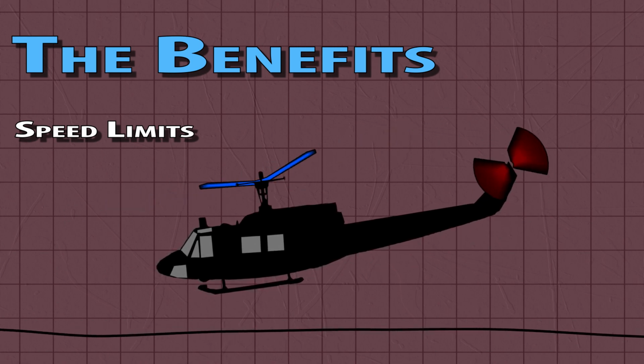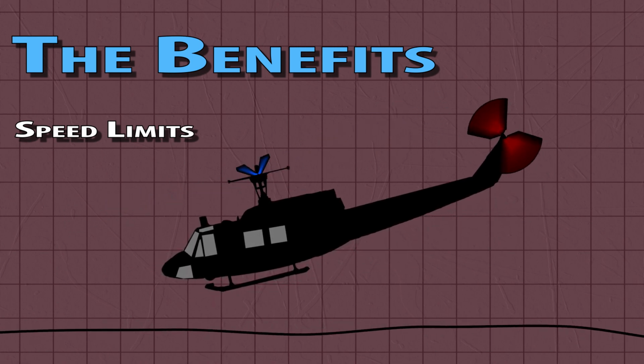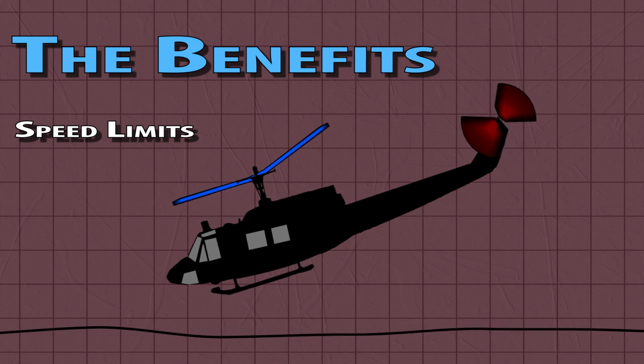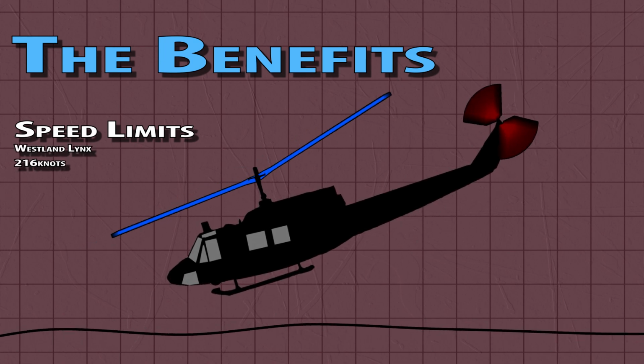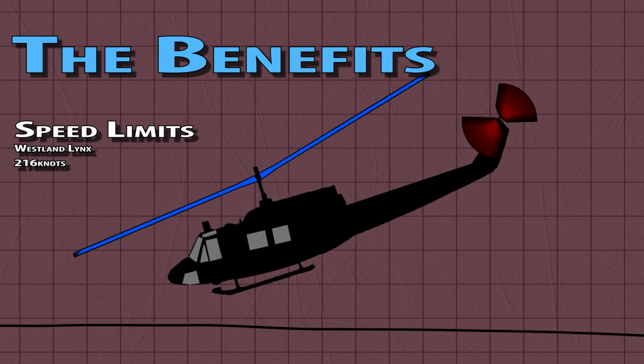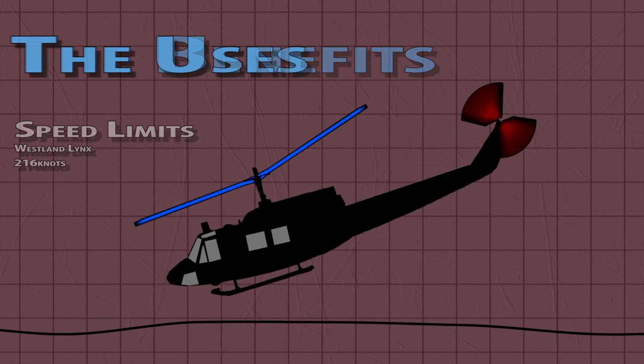One downside to the rotary setup, however, is much lower speed limits. Even the A-10 can run circles around a helicopter. The fastest conventional helicopter is the Westland Lynx, clocking in at 216 knots. We have nothing that comes close in DCS, however. This leads me to the actual uses of Helos.